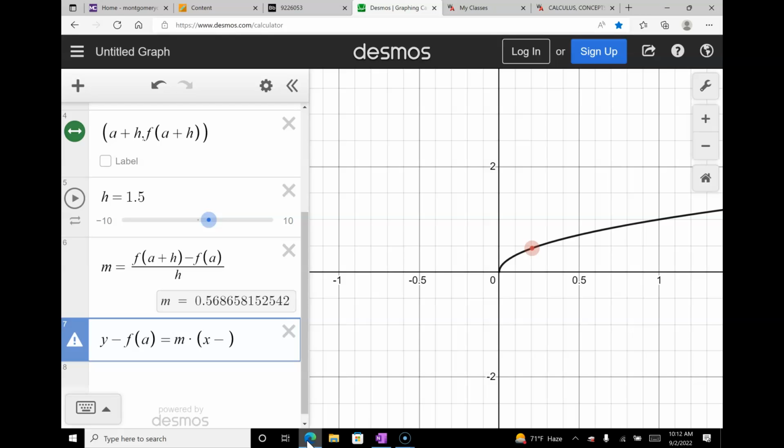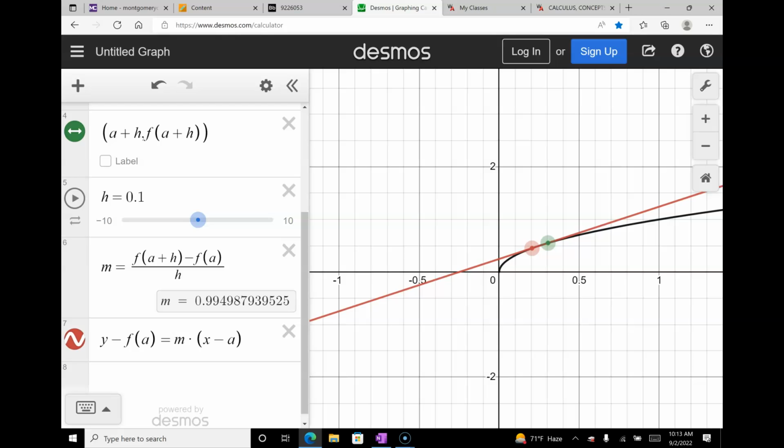Oops, missed it by that much. There's my secant line. If I were to draw, yeah, we're not going to. We're going to use this one secant line, right? And we're going to move the h closer, and we're going to try and guess at the slope when h goes to 0.